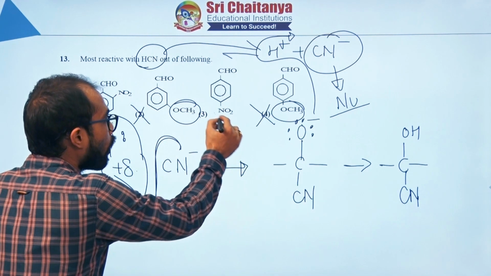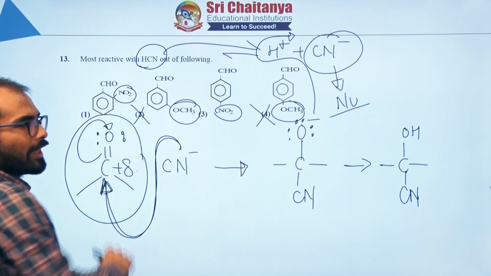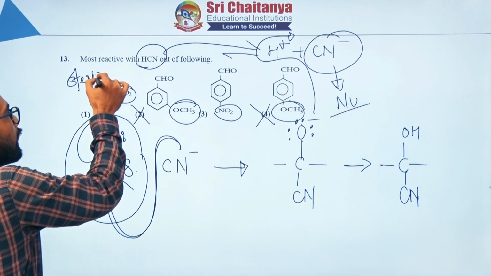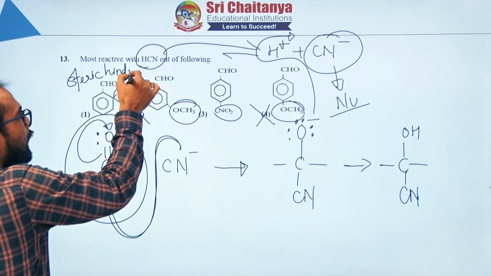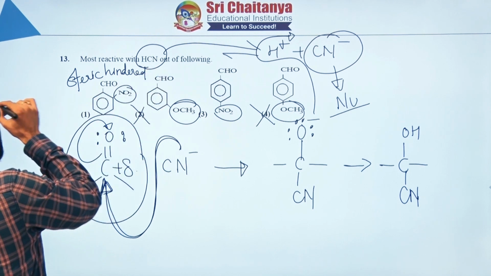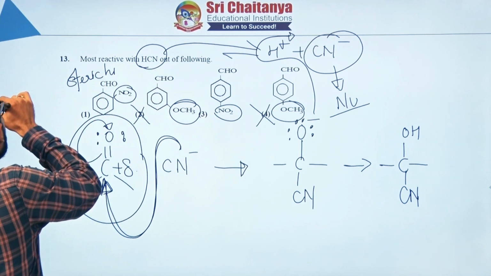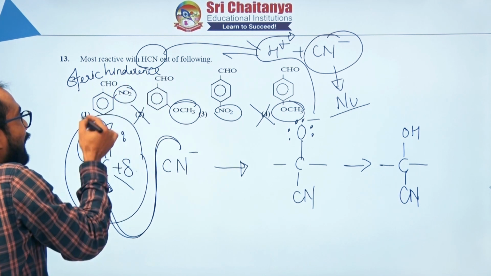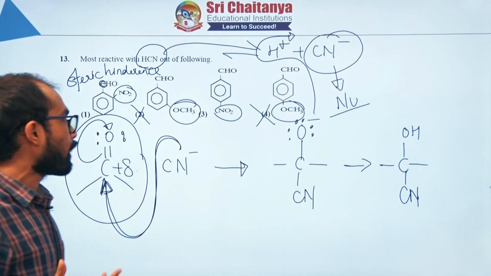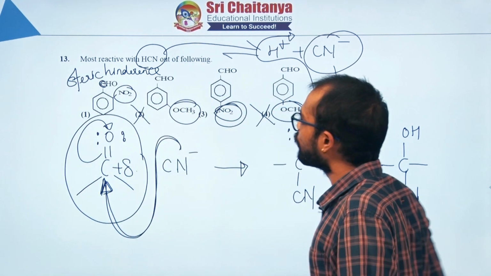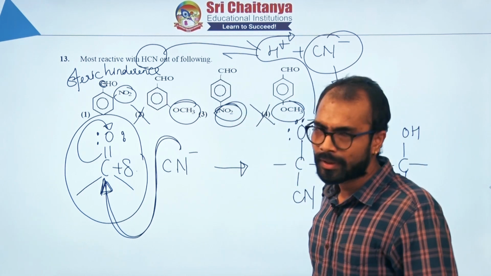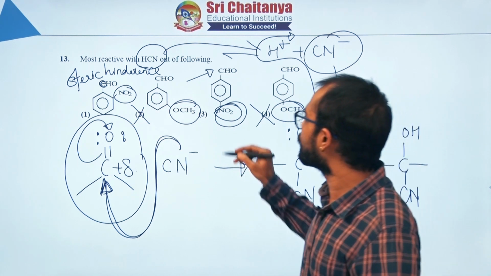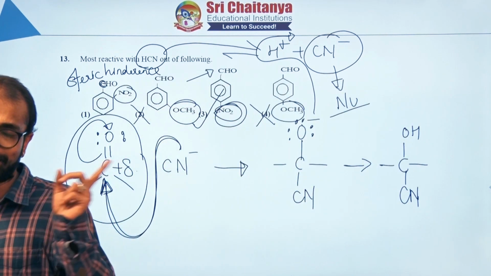Now NO2 is of course electron withdrawing, but at the ortho position there is steric hindrance. Because of this steric hindrance, the attack at this particular carbon will be difficult. On the contrary, here NO2 is placed at the para position, there is no steric hindrance at this carbon, so attack will be a little bit more rapid. So the most reactive species will be option number 3, which makes the answer 3.